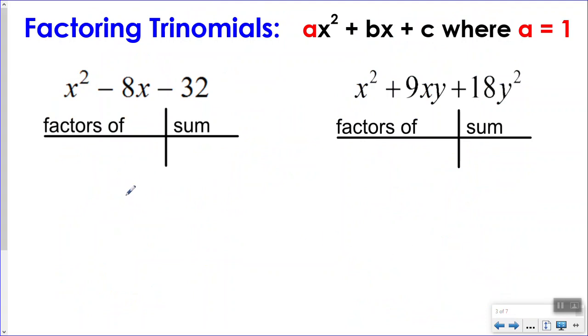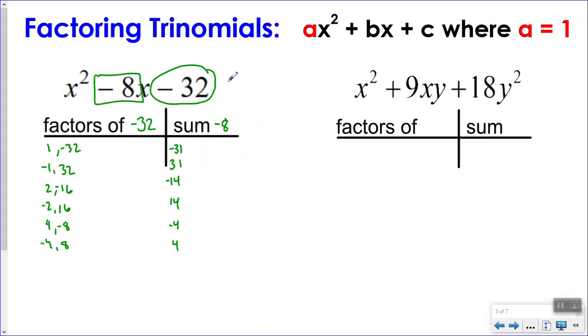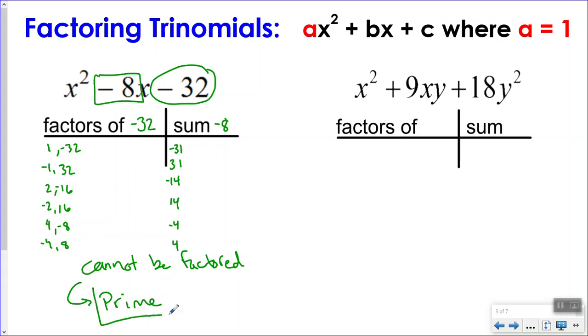Go ahead and try the polynomial on the left on your own. Alright, so for this polynomial we're looking for factors of negative 32 that add up to negative 8. And if I go through all my factor pairs, this one's not going to work. There's nothing here that gives me the sum of negative 8 while still multiplying to negative 32. This means that this polynomial cannot be factored. And if we think about numbers that can't be written as a product of multiple factors other than one and themselves, we call those prime. So we would say that this polynomial is prime.